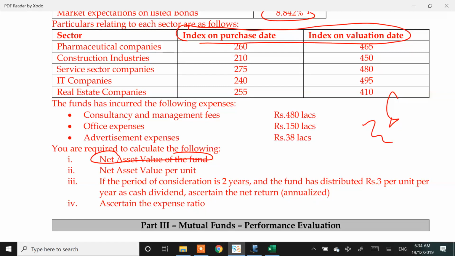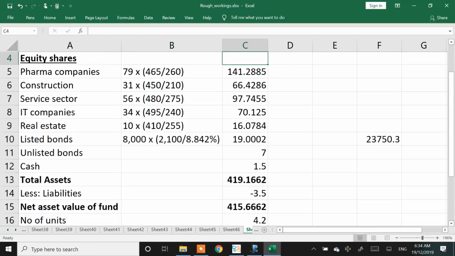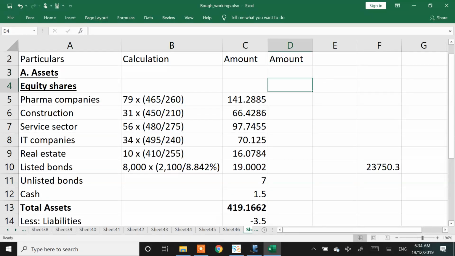Now I have NAV 1. I need to calculate NAV 0, which is what the NAV would have been 2 years back. That information I have to first analyze and get. Now there is scope for a lot of assumption. What ICAI has done is take those cost values 79, 31, 56, 34, 10, 12, 7, whatever is the cost value given in the question. So 2 years back it would have been purchased at this level is ICAI's assumption, with the assumption that there was no cash at that point of time. I cannot assume what the cash position will be.